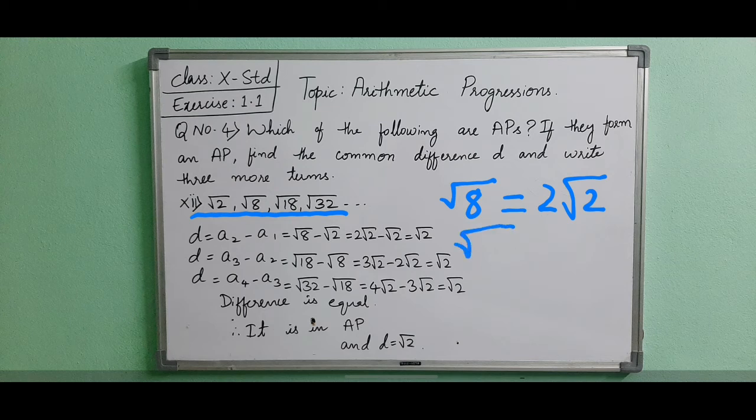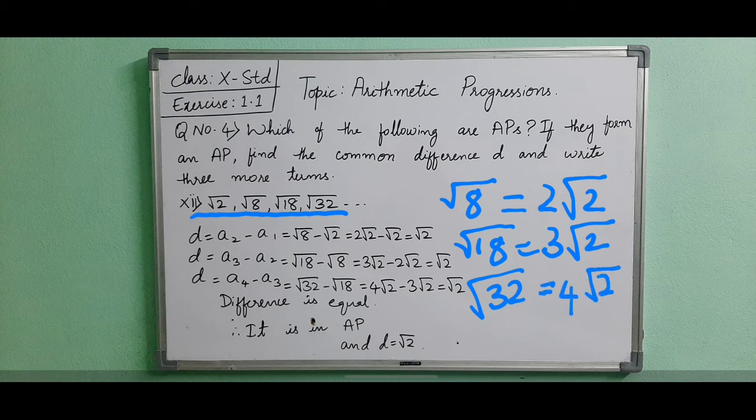And square root of 18 can be written as 3 root 2. Why? Because 3 square is 9, and if you multiply 9 into 2, it will be 18. And square root of 32 is nothing but 4 root 2. Again 4 square is 16, and 16 twos will give you 32. That's why in place of square root of 8 we are taking 2 root 2, square root of 18 is 3 root 2, and square root of 32 is 4 root 2.